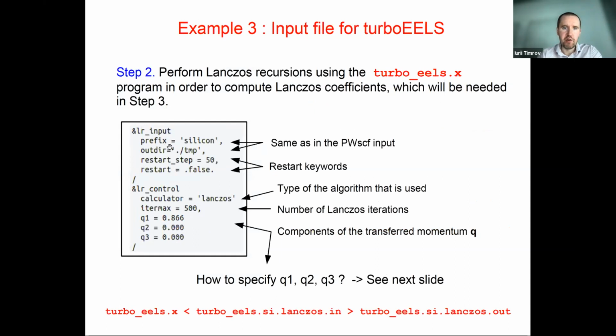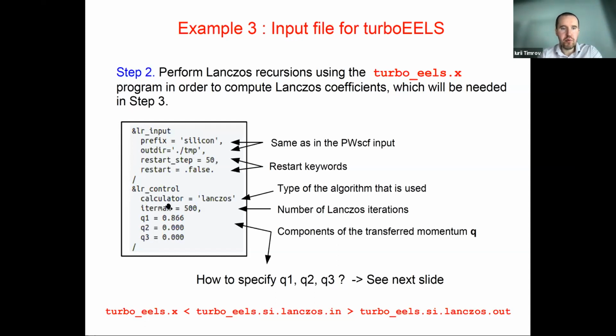We have prefix and output directory, which is the same as in PW. Restart keywords are the same; you just learn how to use them. Now in the LR control namelist, there are a few things which are new. We still have this iter_max variable, which is the number of Lanczos iterations as before, and we also do 500 iterations.